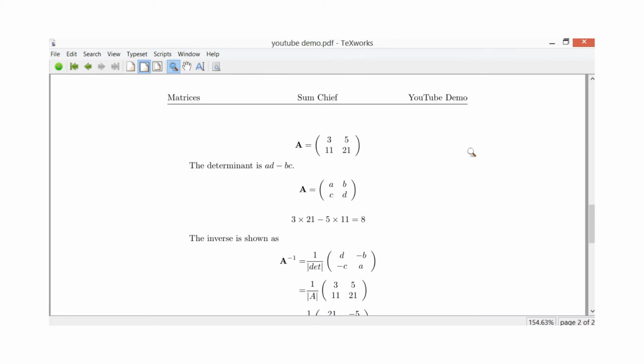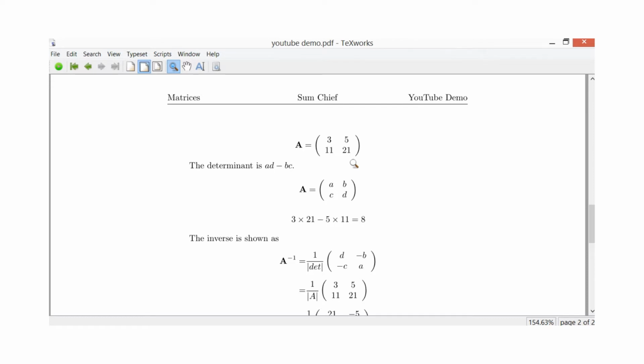Hi everybody, sumchief here. This video is about matrices and the inverse of a matrix, and also how to prove that your calculation is correct when you've found the inverse of the matrix. After that, I'm going to show you how to put all this information into LaTeX and display it as a PDF output. So first of all, onto the matrix.